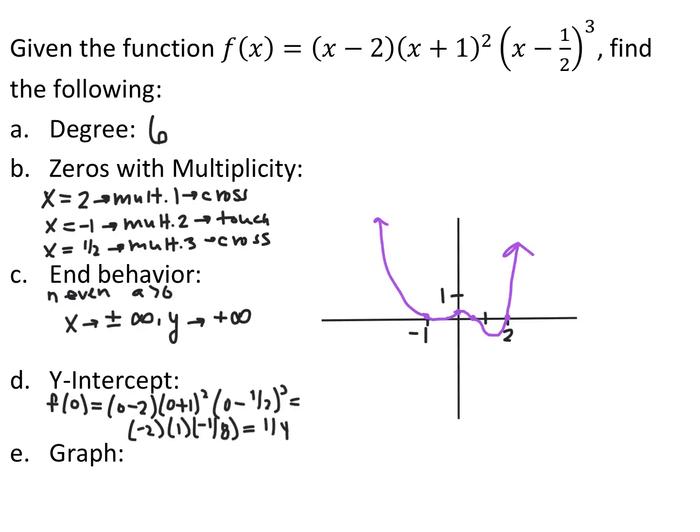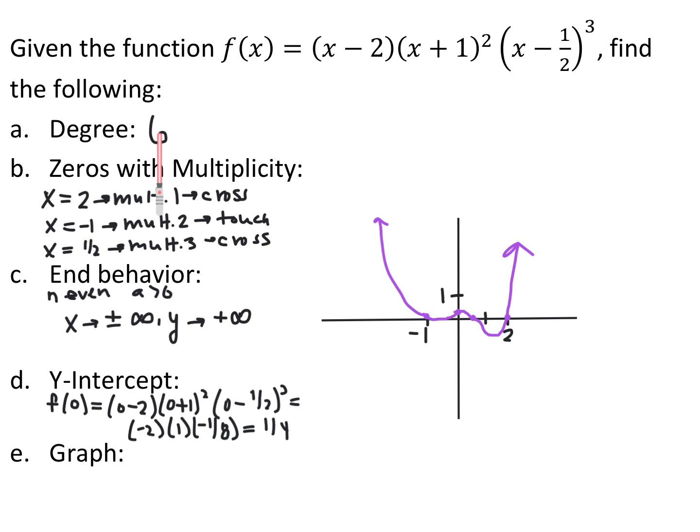So this one, I have an invisible power 1 on the x minus 2, plus 2 plus 3, so I end up with a degree 6 polynomial. And then my zeros, I have x equals 2, which is multiplicity 1, which means it's going to cross, x equals negative 1, which has a multiplicity of 2, which means it's going to touch, and x equals 1/2, which has a multiplicity of 3, which means it's also going to cross.